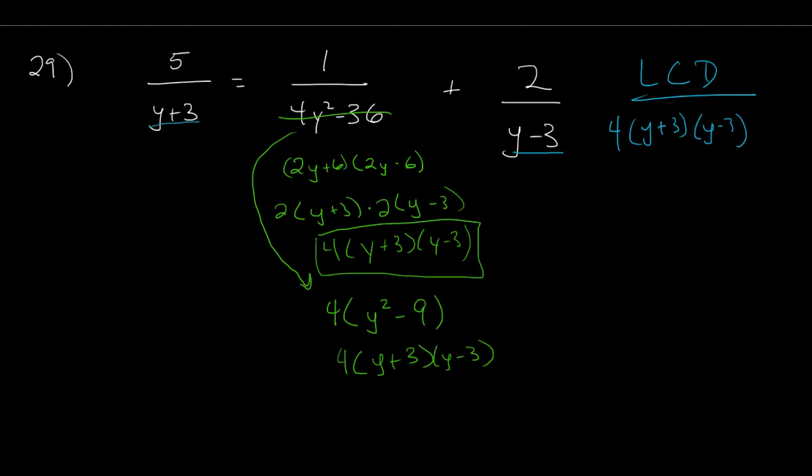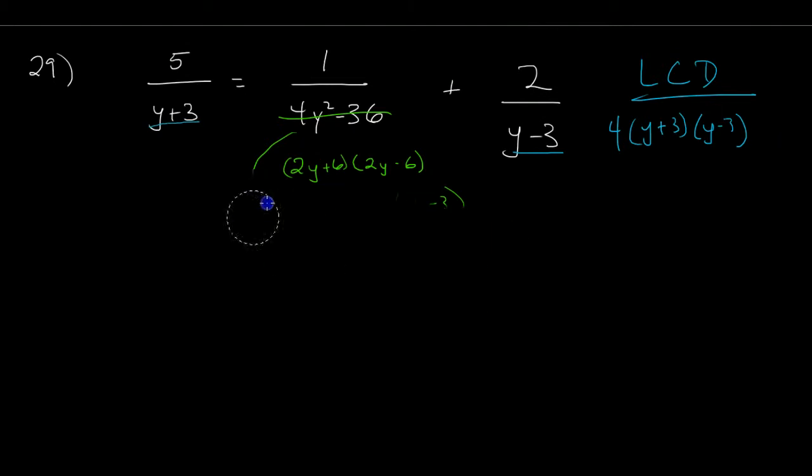Alright, let me go ahead and erase all of this, and say that it's actually 4 times root plus root times root minus root. Okay, we got that. We're good.